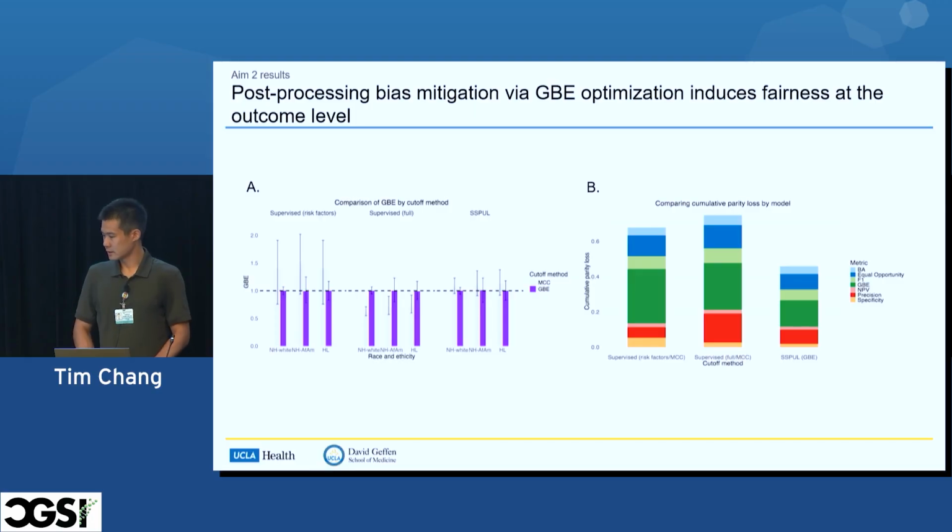We can also look at this in another way. This is looking at our GBE cutoff, and we wanted GBE to essentially be 1 for the GBE models that we use. And then there's also another metric called the cumulative parity loss. So what you can do is essentially add all the differences between these different metrics together to get a summary overall contribution of how much difference this parity loss is. And you can see that with this, you want this total number to be low. So this one is the lowest for SSPOL.